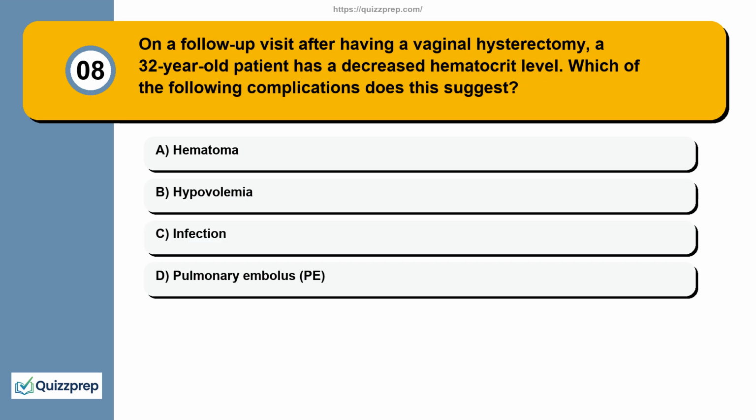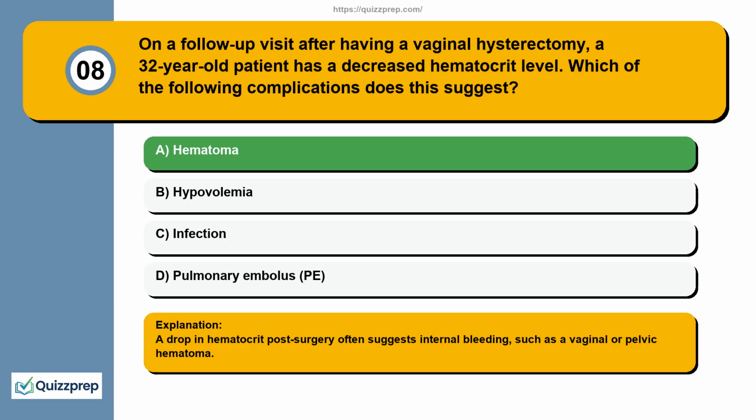Question 8. On a follow-up visit after having a vaginal hysterectomy, a 32-year-old patient has a decreased hematocrit level. Which of the following complications does this suggest? Hematoma, hypovolemia, infection, pulmonary embolus, PE. A drop in hematocrit post-surgery often suggests internal bleeding, such as a vaginal or pelvic hematoma.